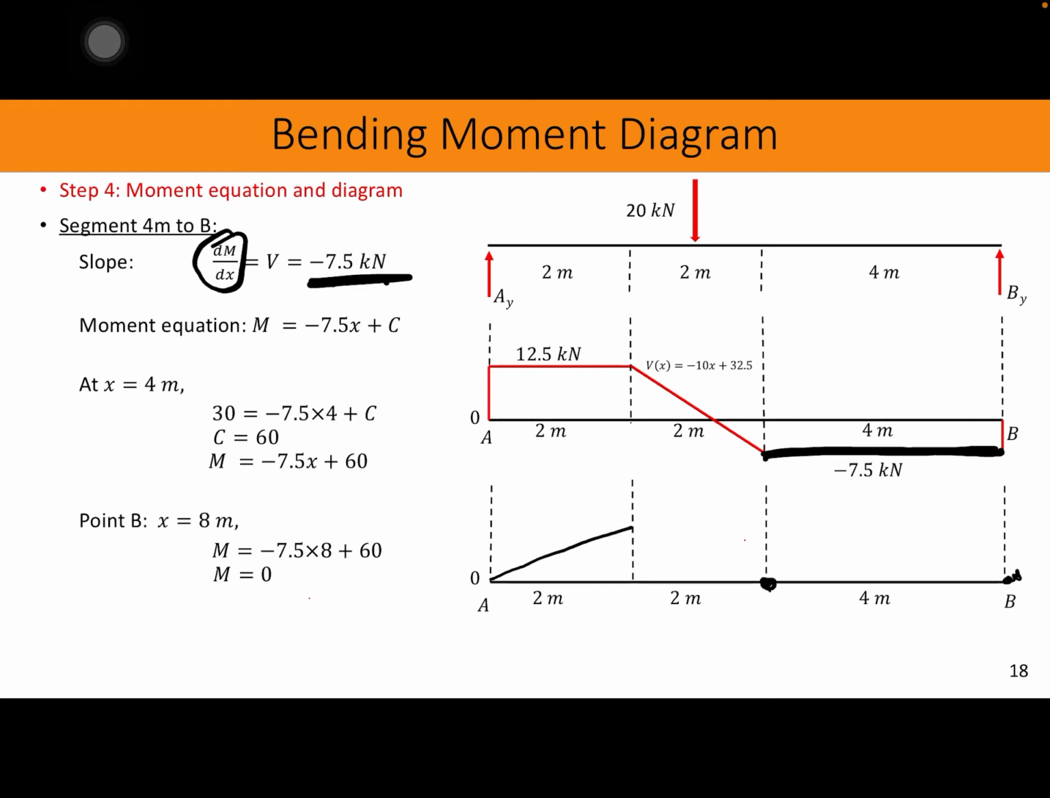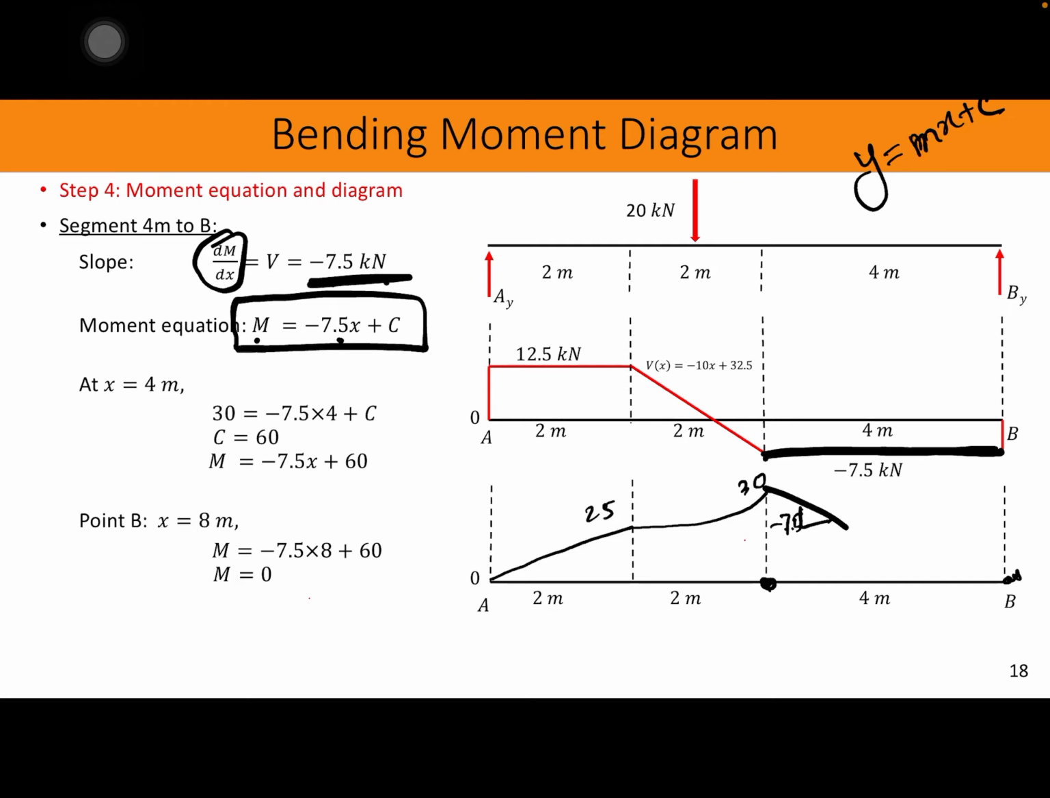That means we had this 25 and 30, and now we'll have a line with a negative slope, which is negative 7.5. But we don't know the equation of that line. The equation would be negative 7.5 times x plus c. If a line is not going through the origin, then the equation is y equals mx plus c. In that case the slope is negative, so moment equals negative 7.5x plus c.